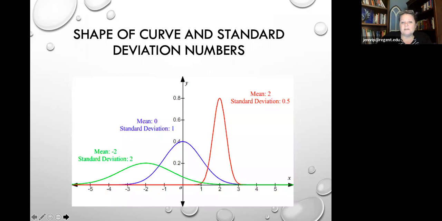Okay, so just some pictures so that you can see it. I know I'm a pictorial learner myself. What you have here is just standard deviation numbers and what those curves look like. The red one has a standard deviation of 0.5. The blue one has a standard deviation of 1, and the green one has a standard deviation of 2. So you can see how, as standard deviation numbers go up, you get more platykurtic. As they go down, you get more leptokurtic. And this is just made up numbers, right?